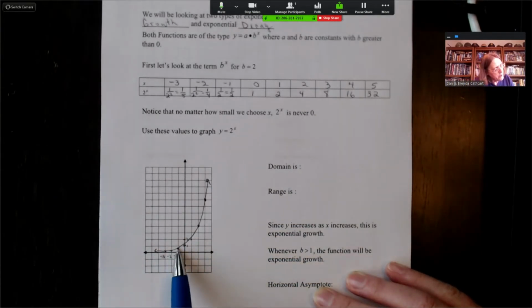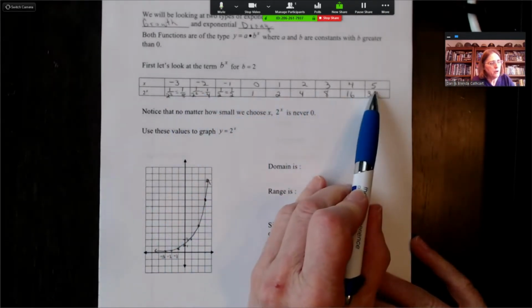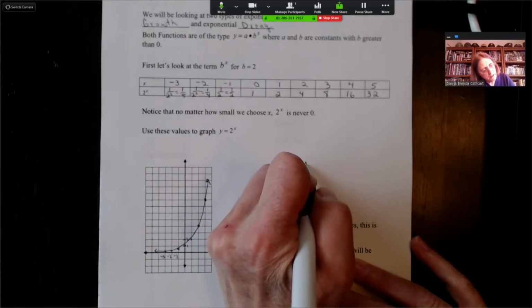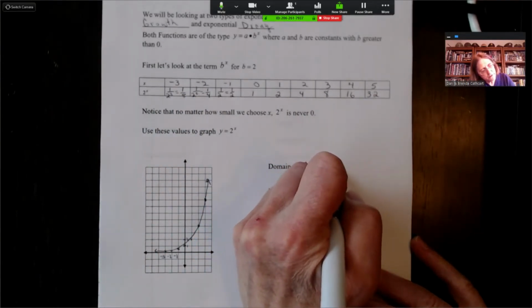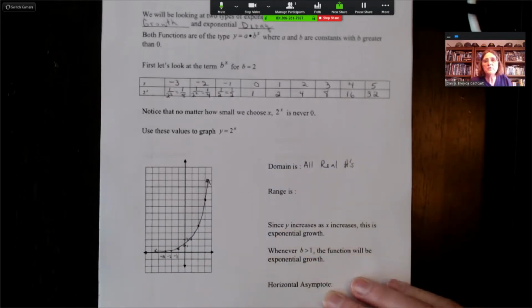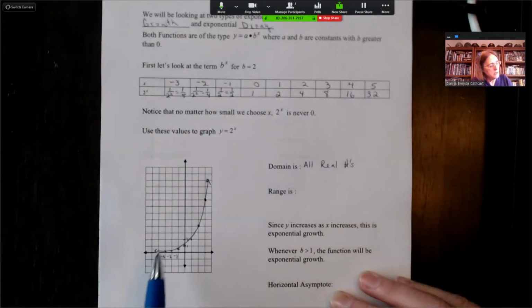Notice that as x gets smaller, my values for y get closer and closer to 0. Now let's talk about the domain and range. Remember, the domain are the values that we can put in for x. We can use any value for x, so the domain is all real numbers. The range are the y values. What y values do we get when we put these values in for x?